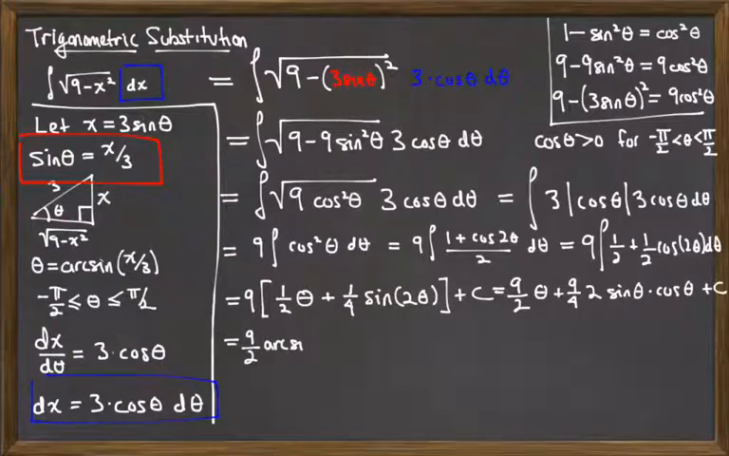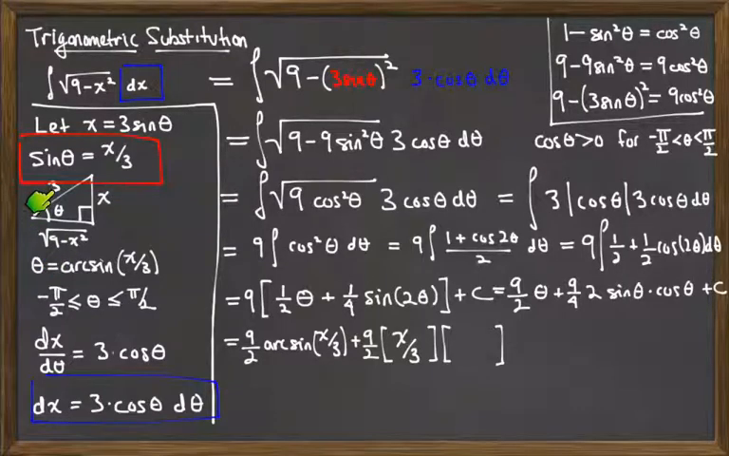So let's do the back substitution. The theta gets replaced with arc sine of x over 3, just looking over here at our declarations. Then I have 9/2 from the coefficients here. And then in the first brackets, I have to put sine of theta. In the second one, I have to put cosine of theta. I look at my triangle, and I find that the sine of theta is the opposite over hypotenuse. It's x over 3. Cosine of theta is adjacent over hypotenuse. It's the square root of 9 minus x squared over 3, and that is what goes in the last brackets.